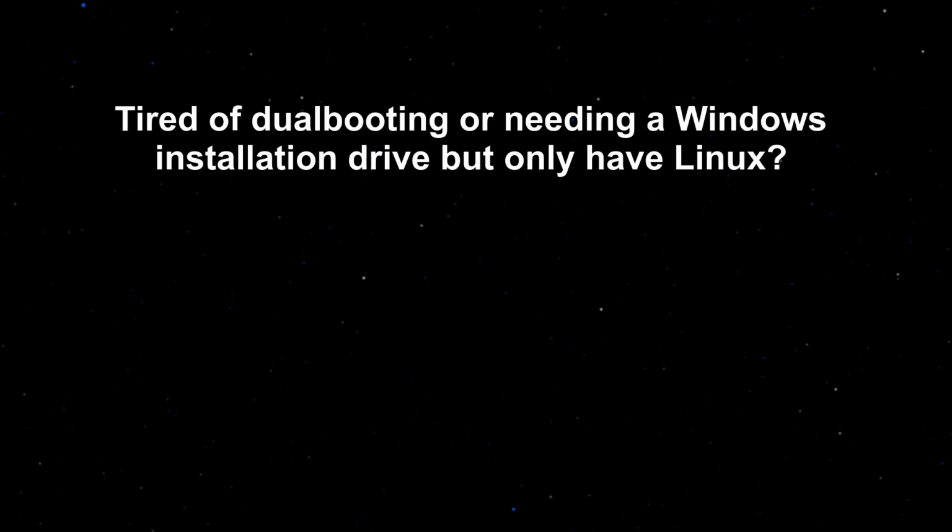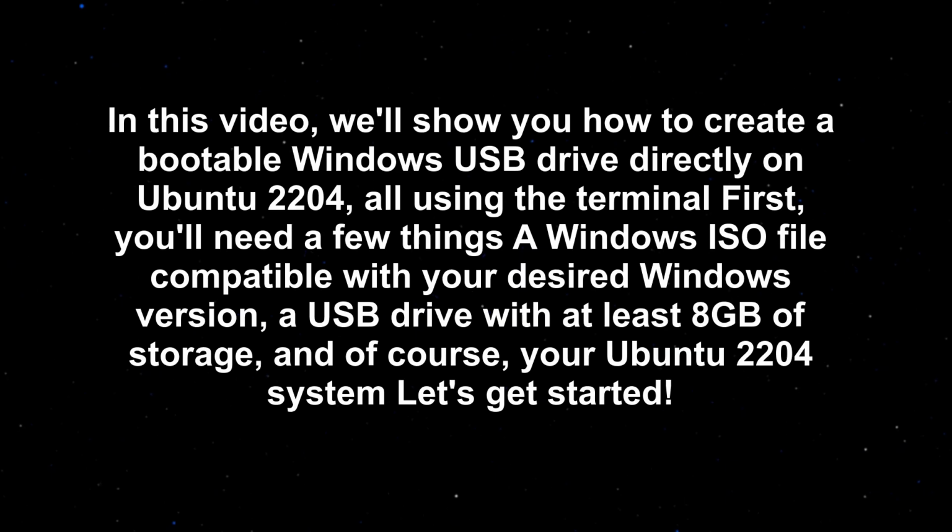Tired of dual booting or needing a Windows installation drive but only have Linux? In this video, we'll show you how to create a bootable Windows USB drive directly on Ubuntu 22.04, all using the terminal. First, you'll need a few things: a Windows ISO file compatible with your desired Windows version, a USB drive with at least 8 GB of storage, and of course, your Ubuntu 22.04 system.